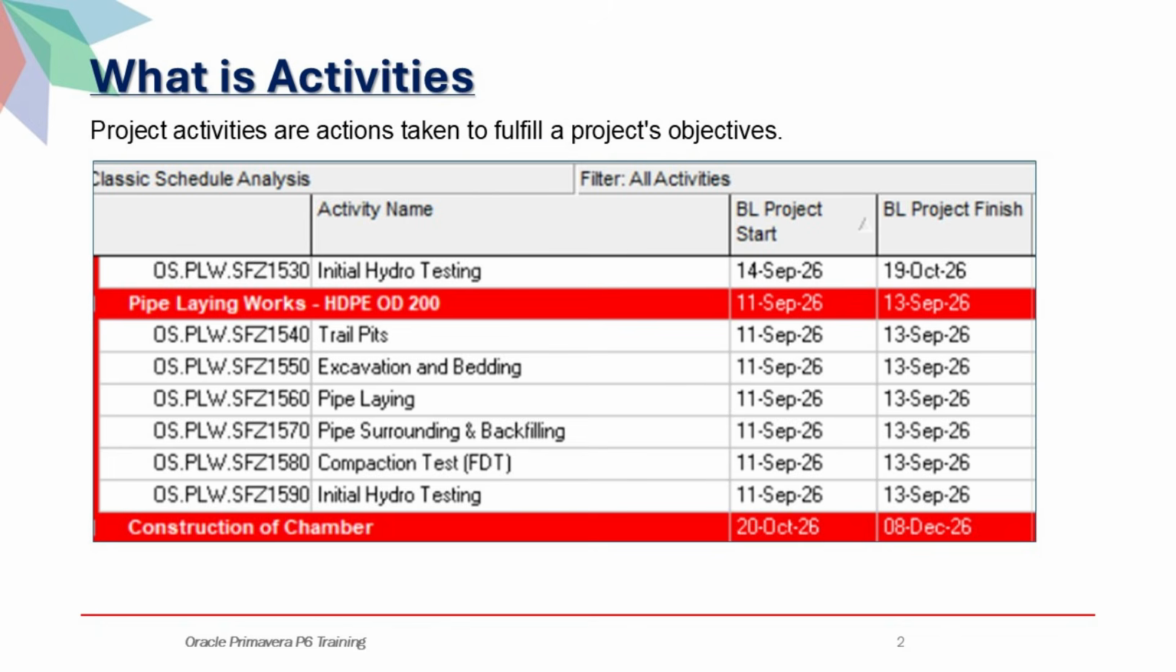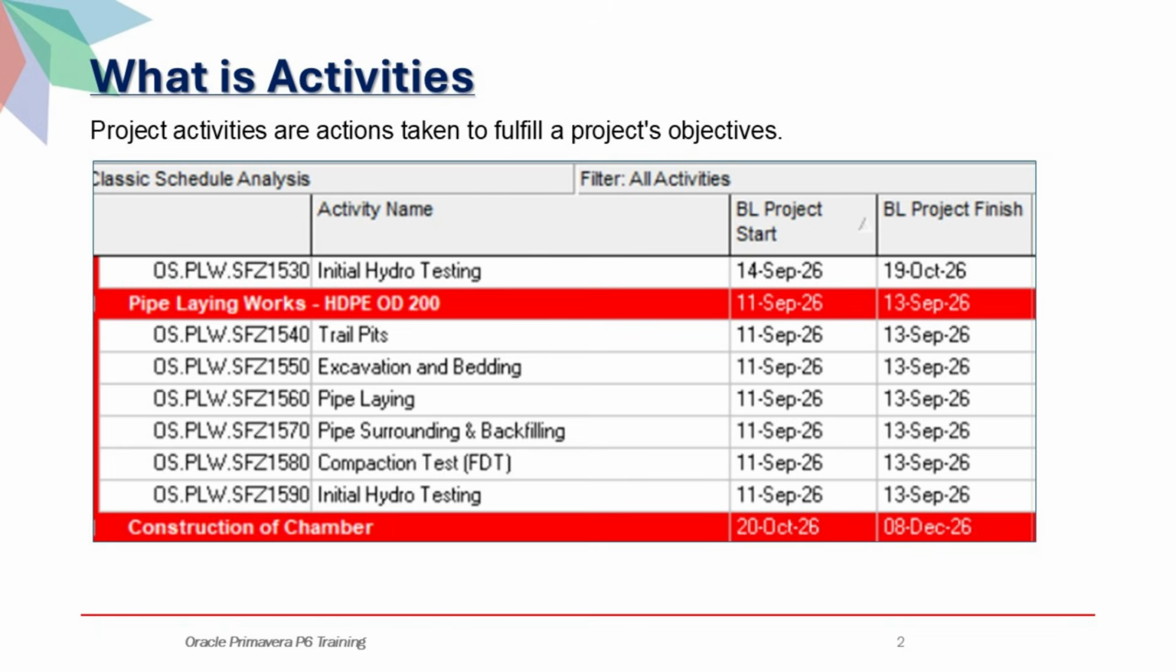Under this WBS, the work is broken down into several activities such as trial pits, excavation and bedding, pipe laying, pipe surrounding and backfilling, compaction testing, and initial hydro testing. Each activity represents a specific scope of work with its own duration and sequence. Together, these activities form the complete pipe-laying work package.